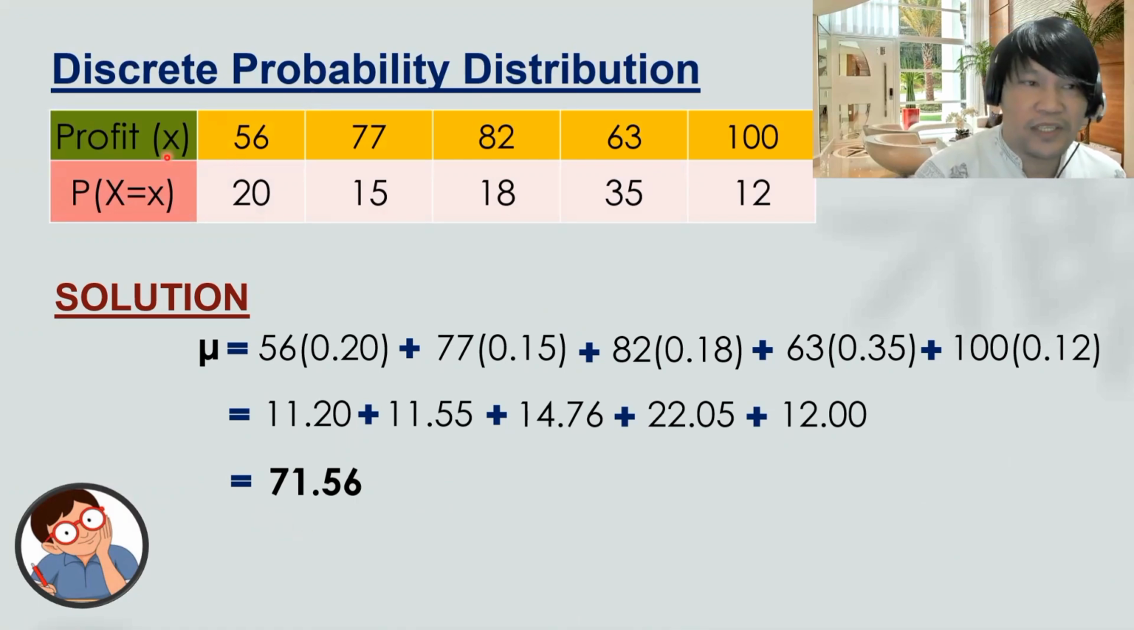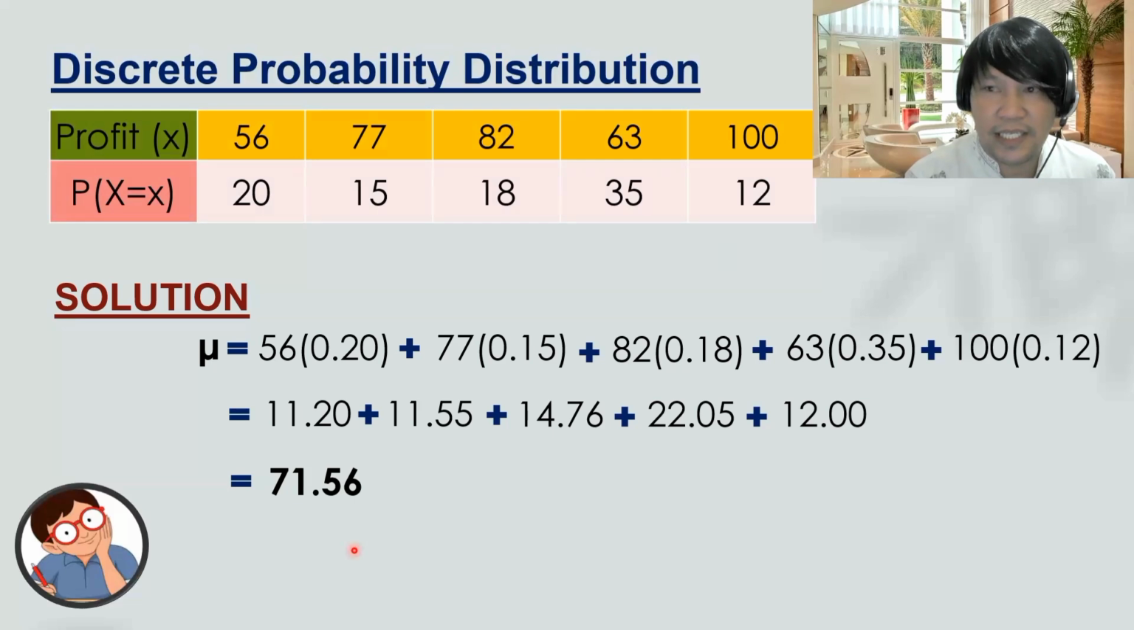Okay, why? Because in the given random variables as illustrated above, 56, 77, 82, 63, and 100, this was expressed into what? Thousands. Okay, therefore, our answer will be 71,560 pesos as an average projected profit for 5 months in an online business. I repeat, 71,560 pesos.